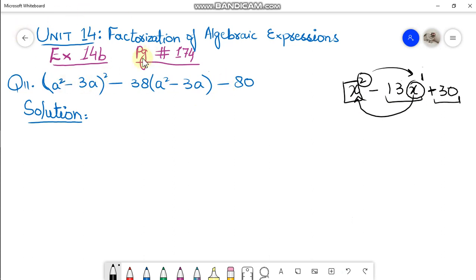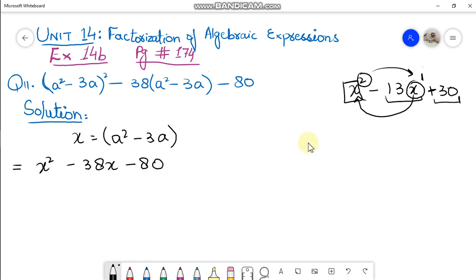How? If I write x in place of the bracket, see what will happen. a square minus 3a will be converted into x. So the question will become x square minus 38x minus 80. I just wrote x in place of the bracket, and the square remains in its place. Similarly minus 38, then again we have the same bracket, so I write x, then minus 80. Again I have to break the middle term.